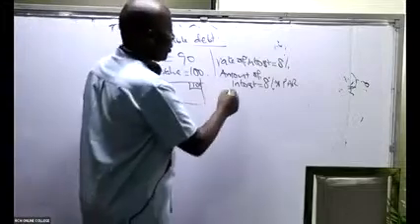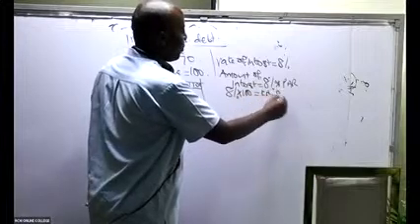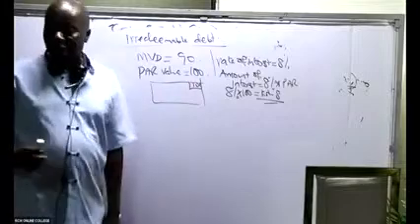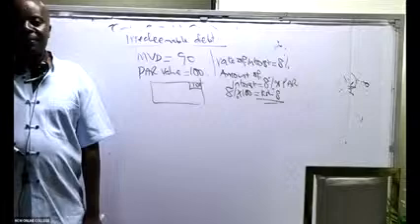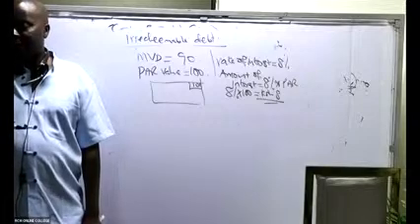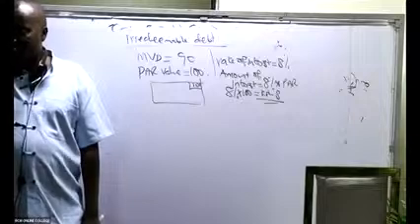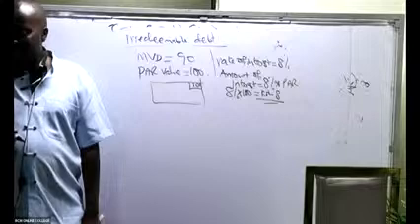8% of 100. This will give me Kenya shillings, let me use Kenya shillings to avoid confusion. This will be Kenya shillings 8. Is it 80? Use your calculator. 8% of 100, is it 80?